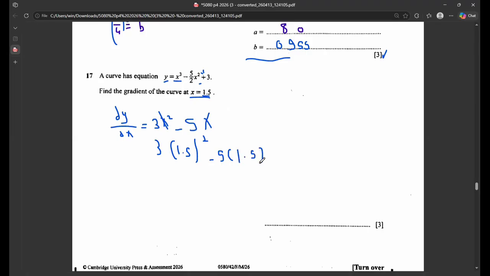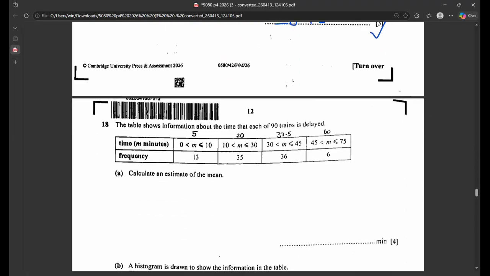Just to get the gradient here at 1.5. And you put it in your calc, which is equal to negative 0.75. And we get the 3 marks here. Easy question. Okay, the next.